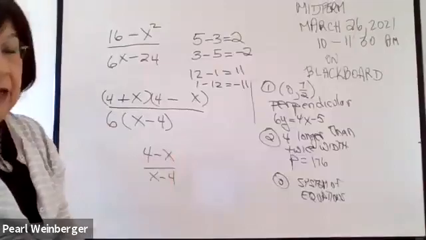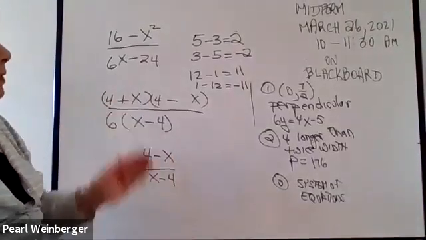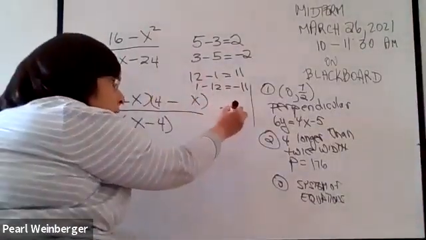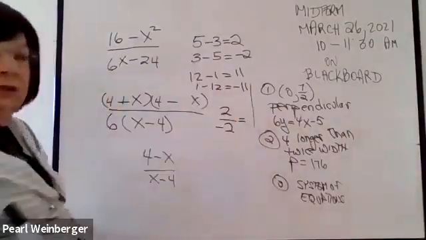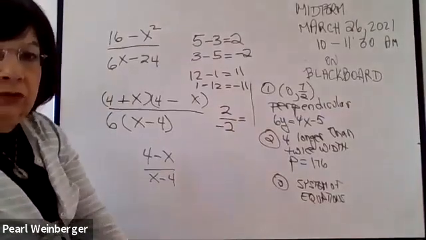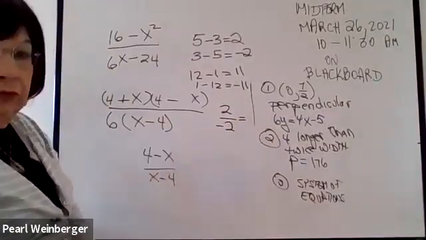This always happens. Well, what if I took 2 on the top and a negative 2 on the bottom? Could we reduce this? Could I reduce a 2 over a negative 2?